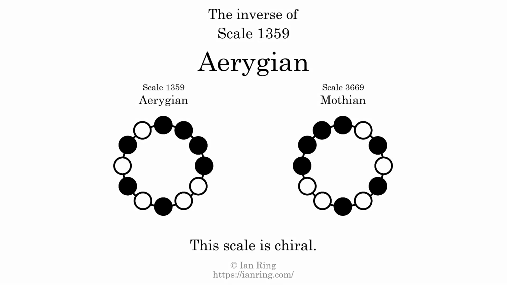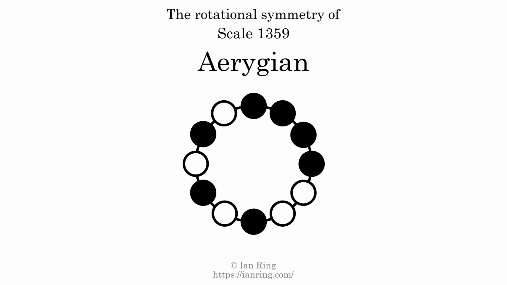The inverse of a scale is a mirror image. It is what you get when the sequence of intervals is reversed. The inverse of this scale is scale 3669, also known as Mothian. This scale is chiral. It cannot transform into its inverse by rotational transformation. This scale has no rotational symmetry.